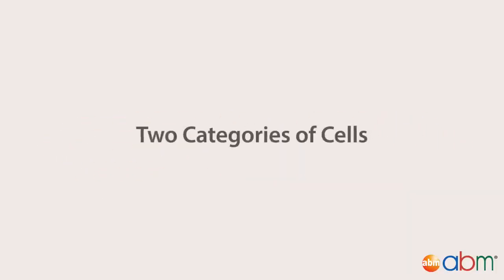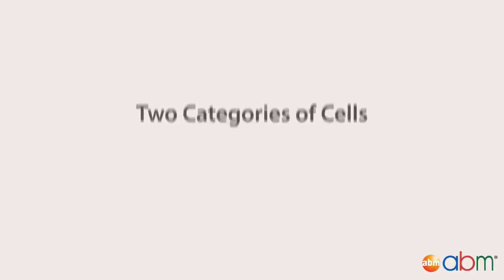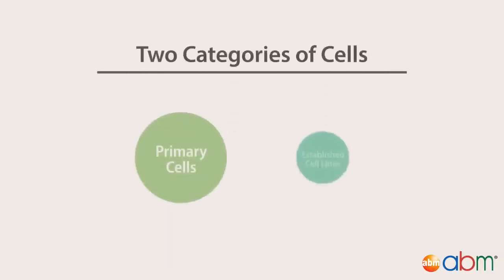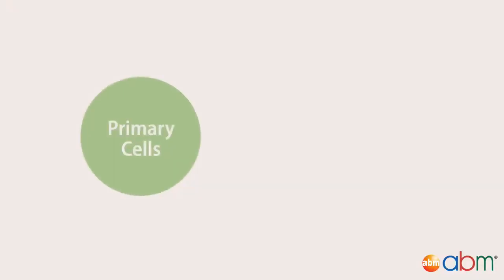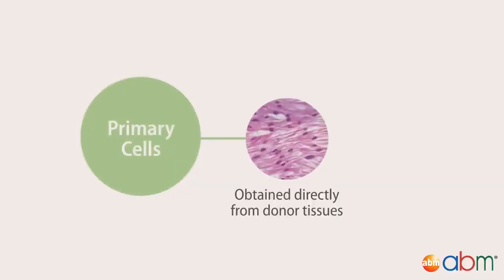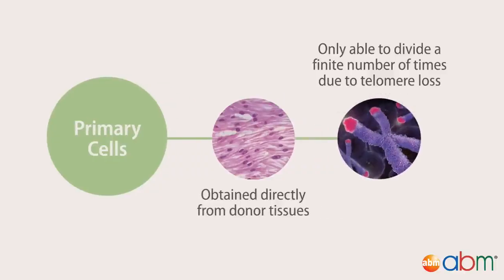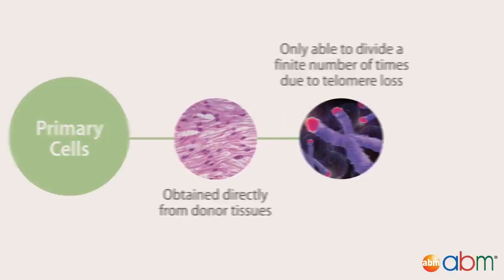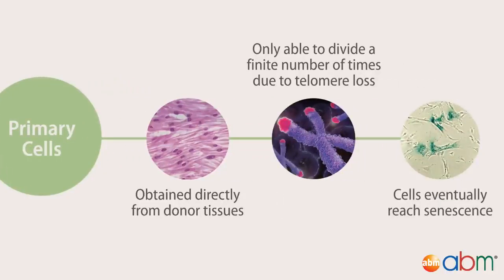Cells that are used in laboratories can be generalized into two categories: primary cells and established cell lines. Primary cells are cells that are directly prepared from an organism's tissues. If grown under the right conditions, primary cells will grow and proliferate, but they are only able to do so a finite number of times. This is because each time the cells divide, part of the DNA's telomere is lost, and after a certain number of cell divisions, the cells reach senescence, when the cells can no longer divide.